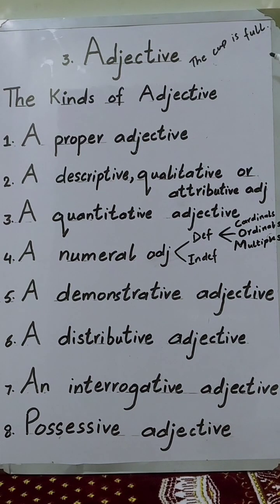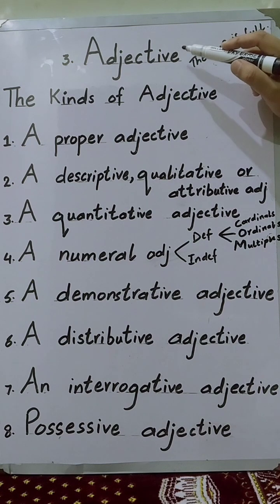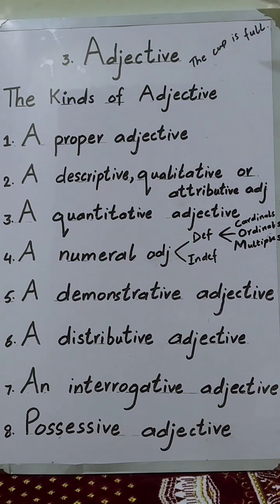Remember one thing, adjectives don't always come before the word that they modify. Sometimes they follow it. For example, in the sentence, the cup is full, full is an adjective as it modifies cup. Cup is a noun and full is an adjective here.